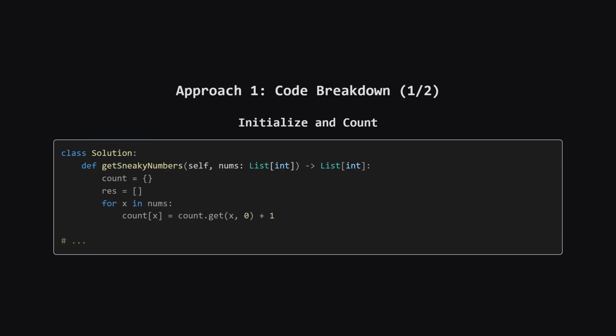First up, we initialize an empty dictionary called count to store our frequencies, and an empty list called res, which will hold our final answer. Then, we start a loop that goes through every number, which we'll call x, in the input list nums. Inside the loop, we update our count dictionary. The line count.get(x, 0) is a neat Python trick. It says, try to get the current count for number x. If you can't find it, just assume it's 0. Then we add 1 to whatever value we get back.